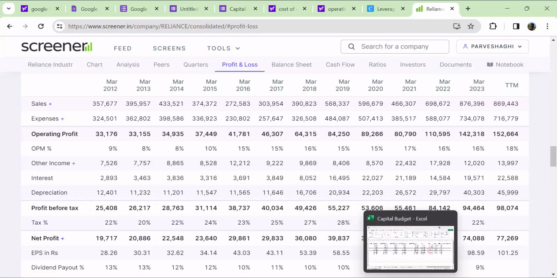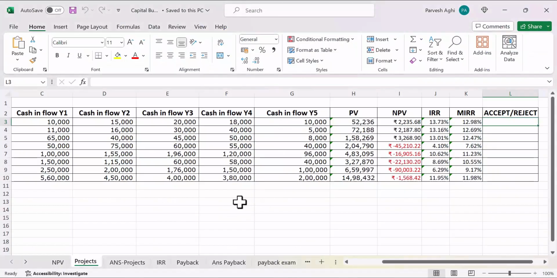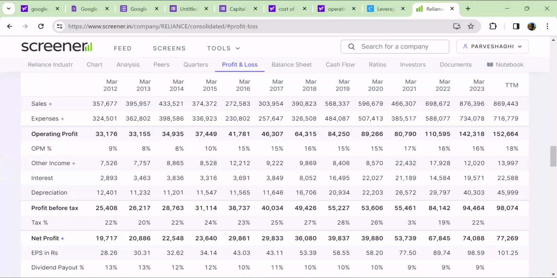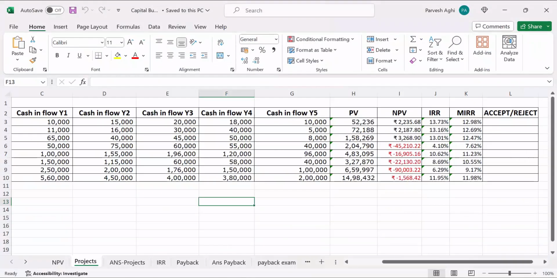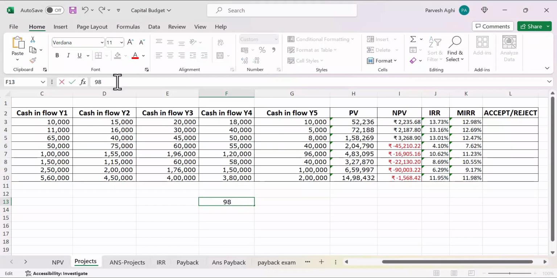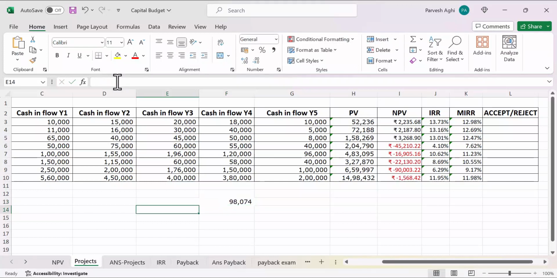So I can just calculate this. So just tell me what was the earnings. Just read this: 98,704. 98,704. So, 07074. Is it? Okay. So this was the profit before tax. Fine. Is that okay? So now I just add interest to it.